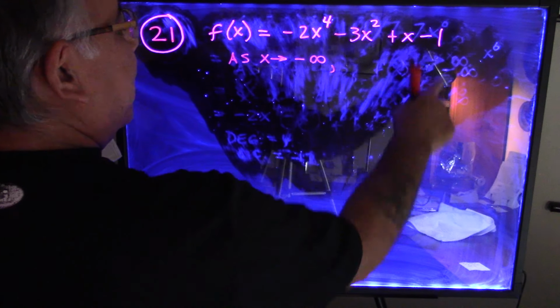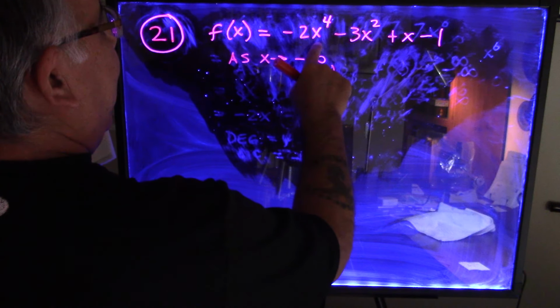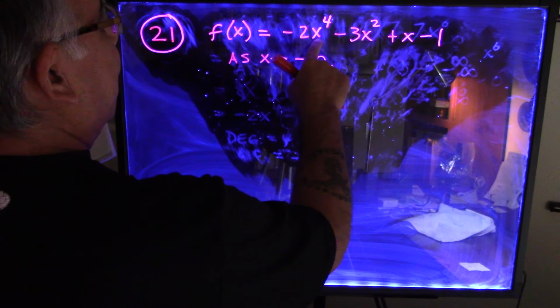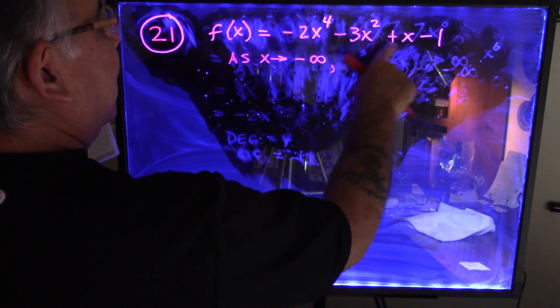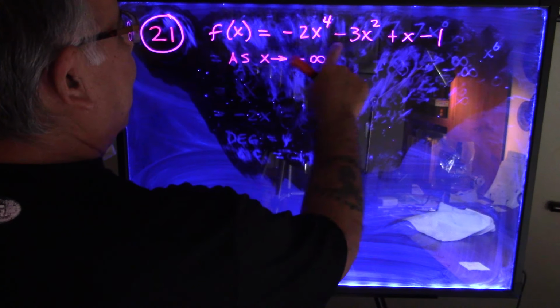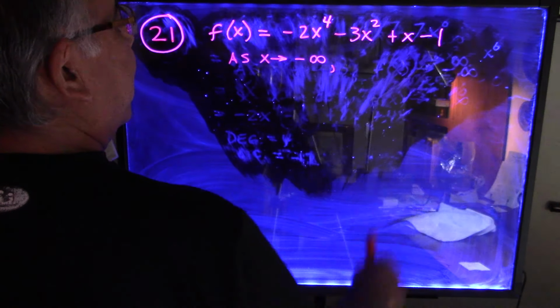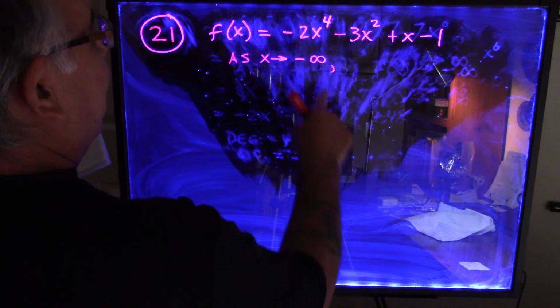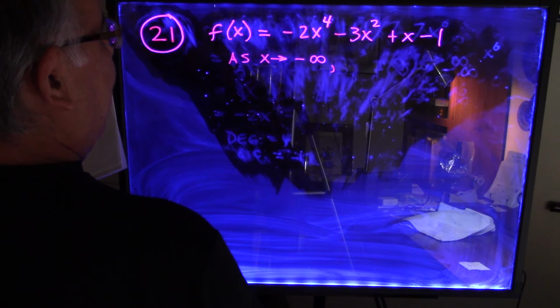And this negative 1 doesn't contribute much at all, okay? So whatever number you put in for x, when you raise it to the fourth power, it's going to be bigger, especially as x gets bigger in absolute value, than these other two terms here. All right, and that's going to always stay at negative 1. So you look at the leading term to discover the end behavior.